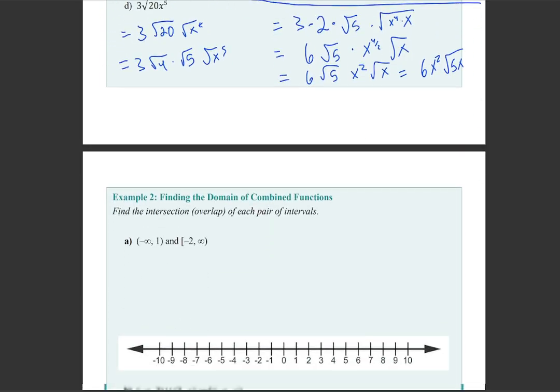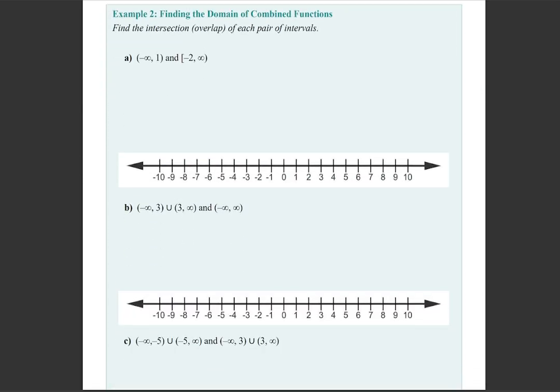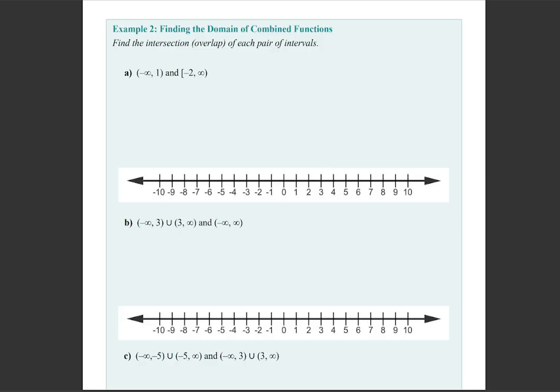Moving on to domains. Well, really, we deal with domains all the time because they're as intervals, right? And so today we'll be working on finding the domain of combined functions, which means that we actually have to find the intersection of two different intervals, two different domains. So we're going to practice doing that intersection step here, and you'll see how it applies during lecture.